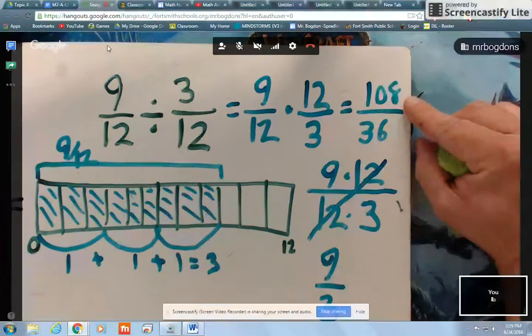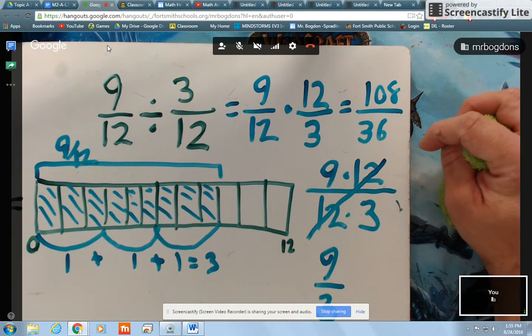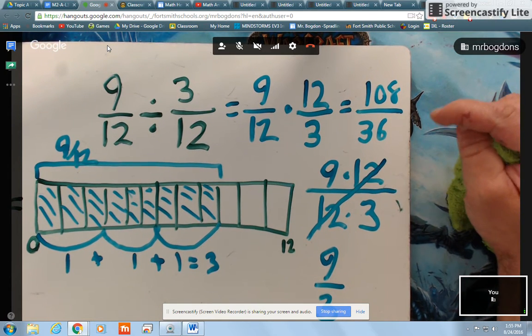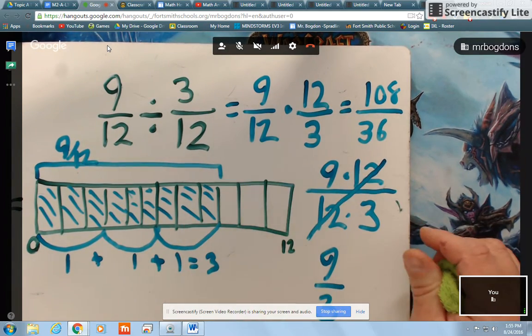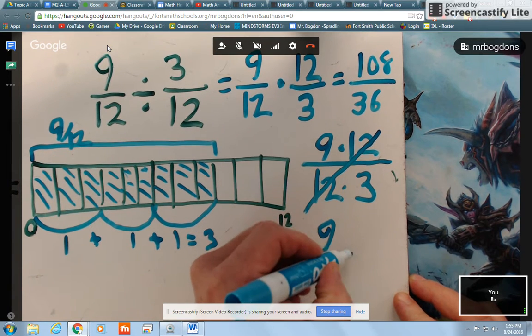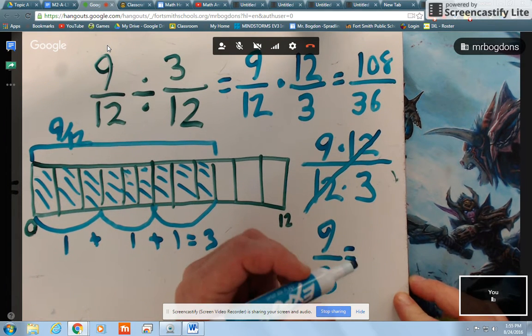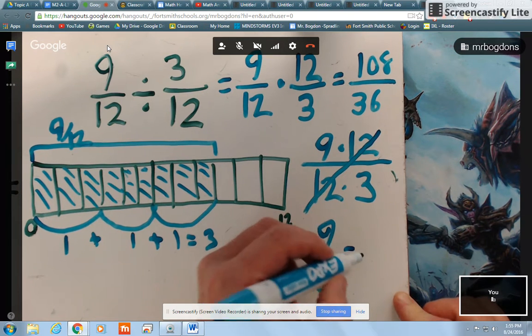Because once I multiply, heck, now I have to divide 108 by 36. That's 2-digit division. I don't like doing that. So anytime that you can see an opportunity to simplify, take advantage of that. So 9/3, that's 9 divided by 3. What's the quotient? 3.